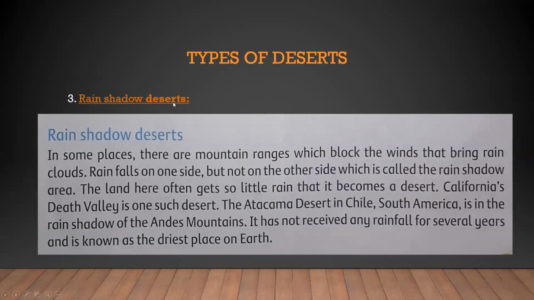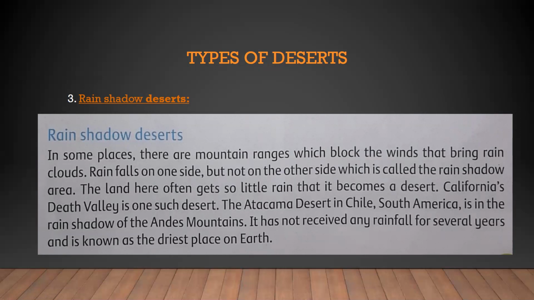The next come rain shadow deserts. What are rain shadow deserts? First of all, you should know what a rain shadow area is. In some places, there are mountain ranges which block the winds that bring rain clouds. Means there is some area where there are mountains. Where there are high mountains, when the winds come, when the clouds full of rain come over there, the mountain blocks them from crossing the area.